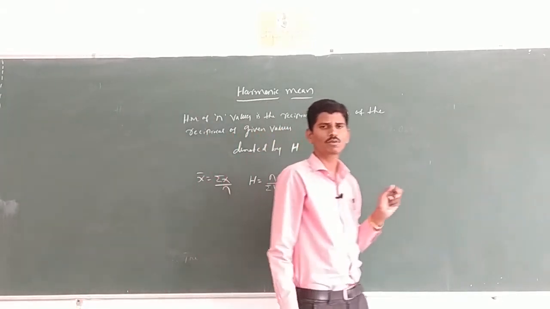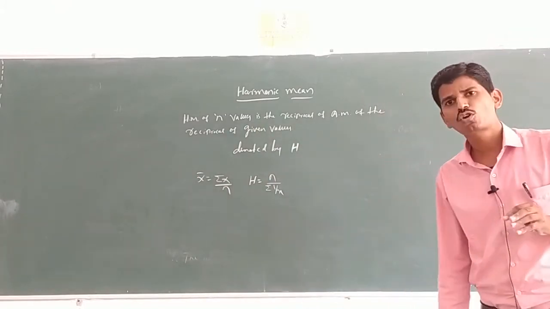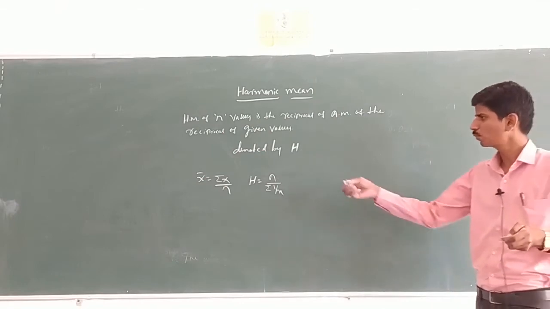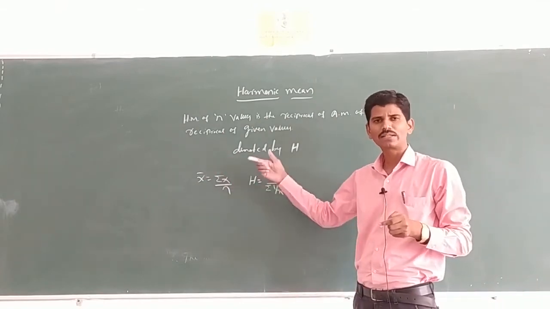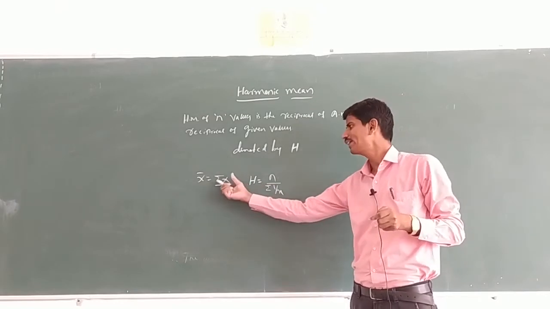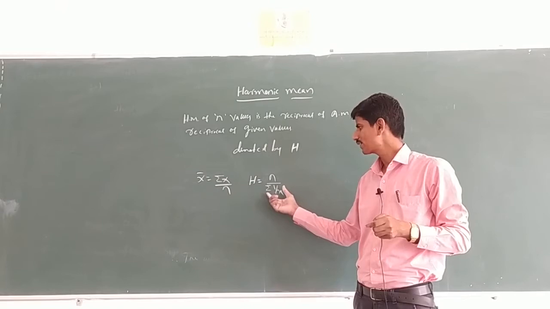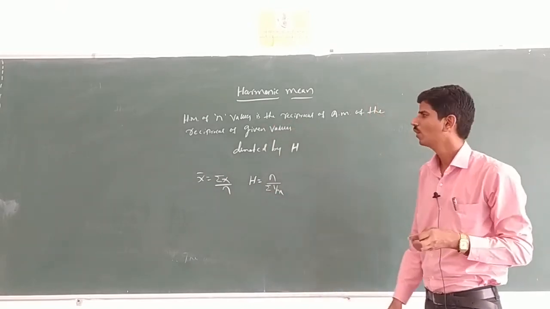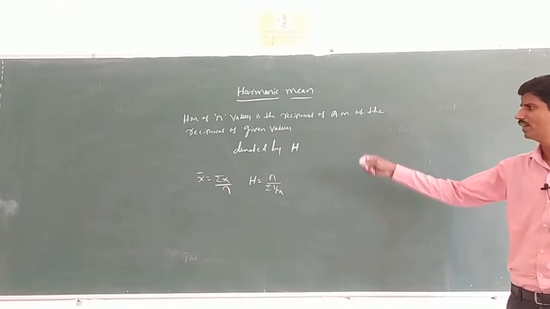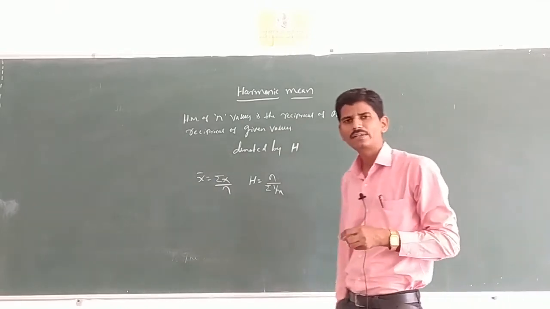The harmonic mean of n values is the reciprocal of the arithmetic mean, n divided by sum of x, of the reciprocal of the given values. Here x is the given value. The reciprocal is 1 by x, and n by sum of 1 by x is the harmonic mean. The harmonic mean is denoted by capital H.